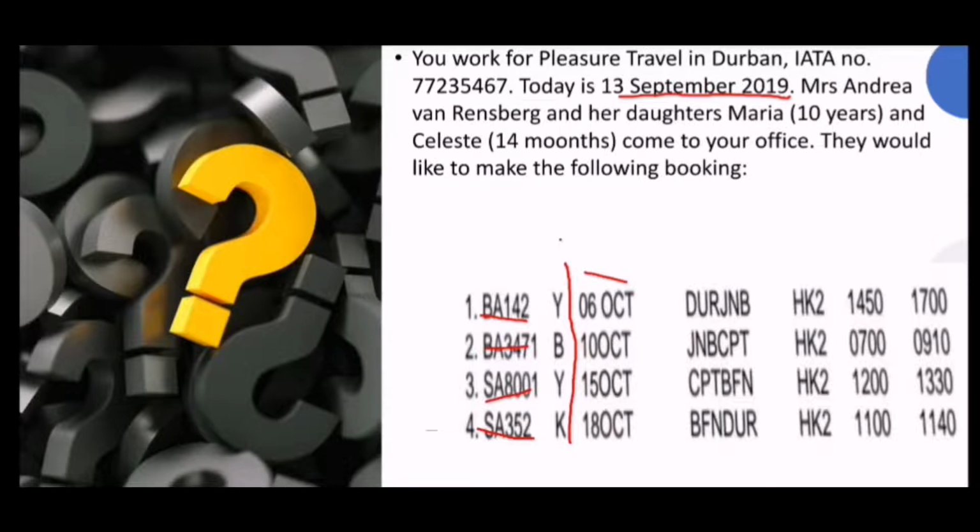Then it shows you the route. These people are going to be departing Durban, going to Johannesburg, then departing Johannesburg, going to Cape Town, departing Cape Town, going to Bloem, and then departing Bloem, going to Durban. And then here you have all the extra information, including the time of arrival and departure, and so on. For now, all we're going to be looking at is the route.